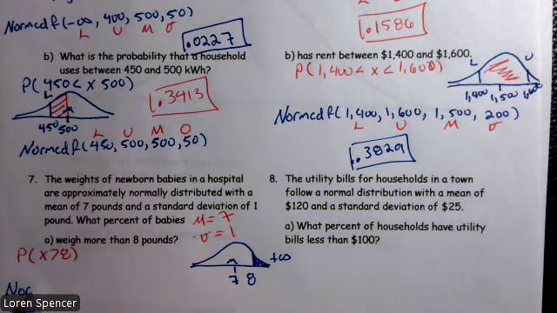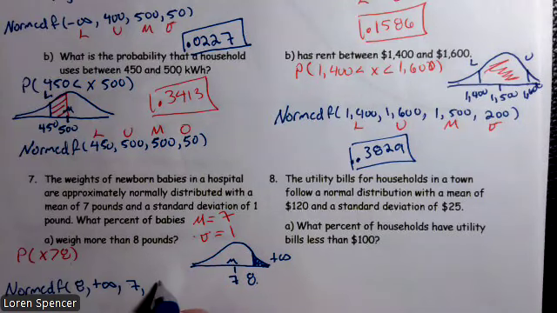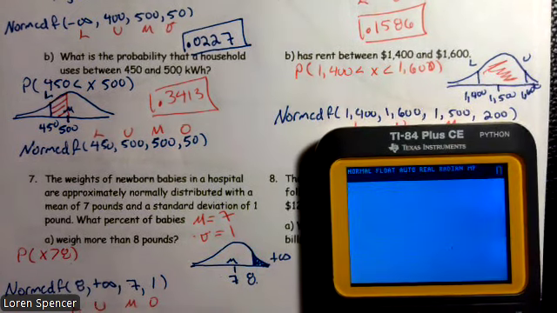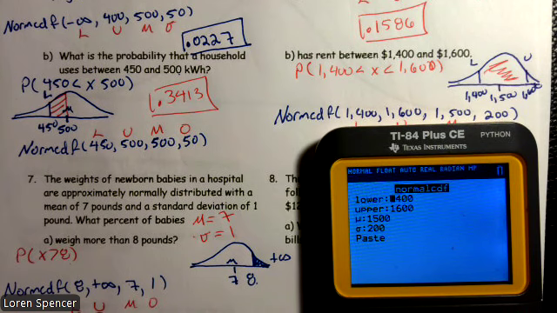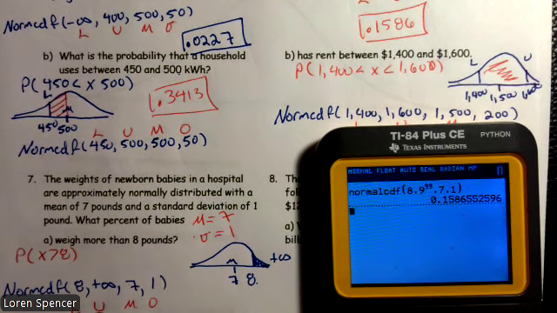So normCDF, lower bound 8. That's the lowest part of our shading. Highest bound, positive infinity. Mean of 7, standard deviation of 1. So this is my LUMO. Second VARS, normal CDF, 8, 9 raised to the 99th, mean of 7, standard deviation of 1. And we get about 16%, 0.1586.